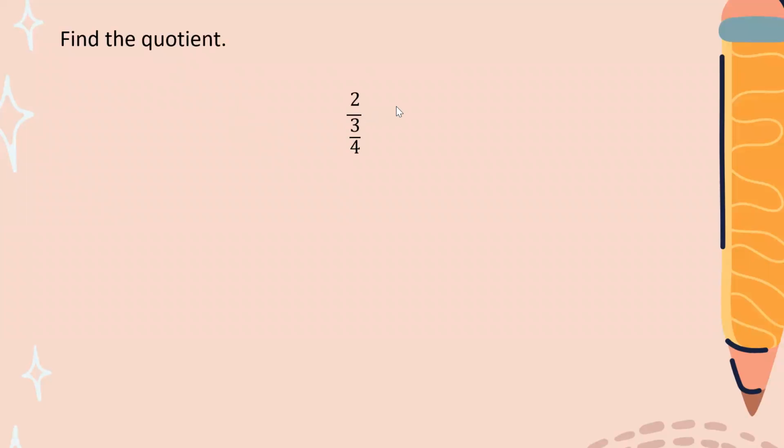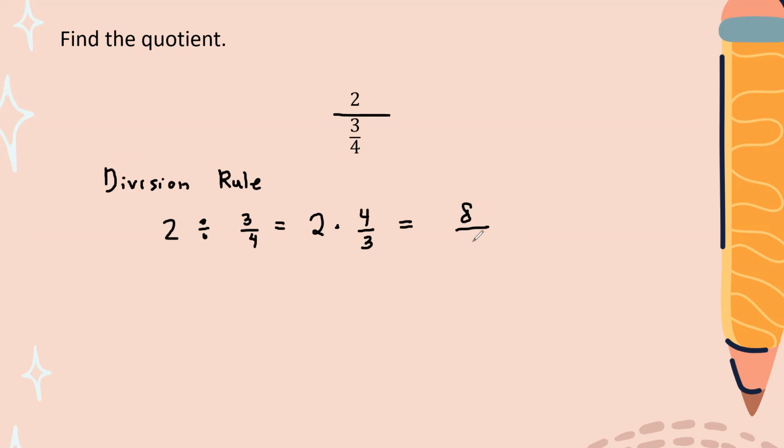Okay, so let's go ahead and continue to the next example. So here we have 2 divided by 3 over 4. So I'm going to use the division rule. And I'm going to write 2 divided by 3 over 4. And this is going to equal 2 times the reciprocal of 3/4, which is going to be 4 over 3. Now I multiply these two numbers together and I get 8 over 3. Let's move on to the next example.